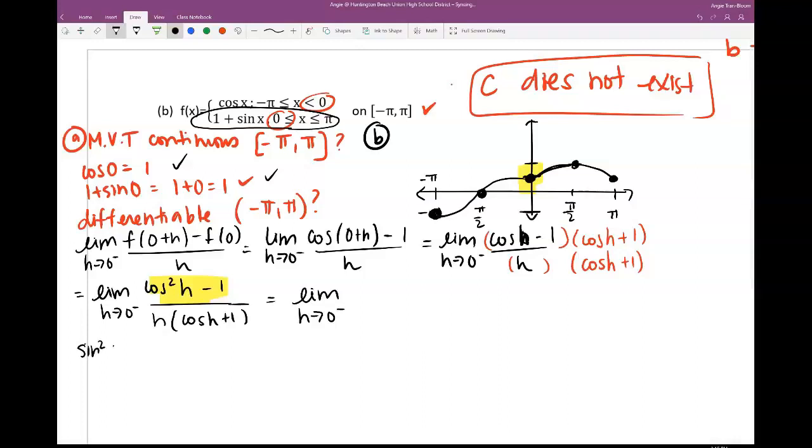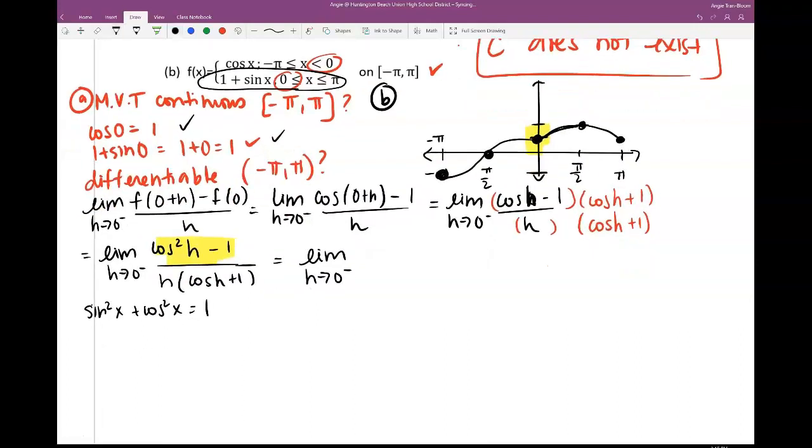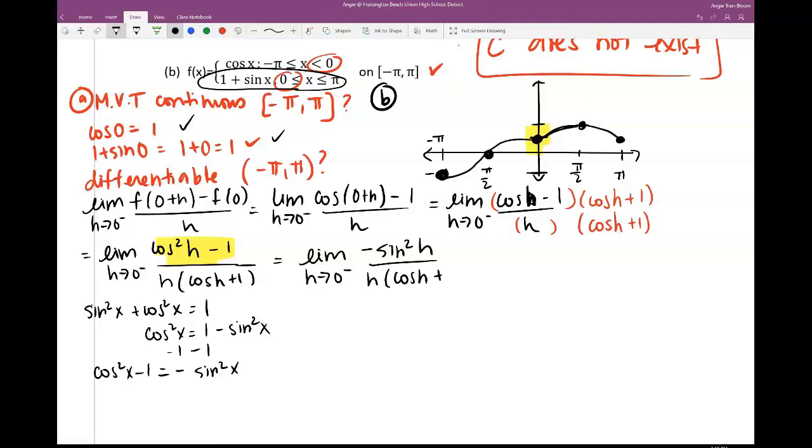Sine square of x plus cosine square of x always equals 1, okay? Well, I have cosine square, so I'm going to move the sine square over, which we all know, 1 minus sine square is always going to be cosine square of x. But I have cosine square minus 1, so I'll move the 1 back. That means cosine square of x minus 1 is really negative sine square of x. So I'm going to substitute this with negative sine square of h all over h times cosine of h plus 1.